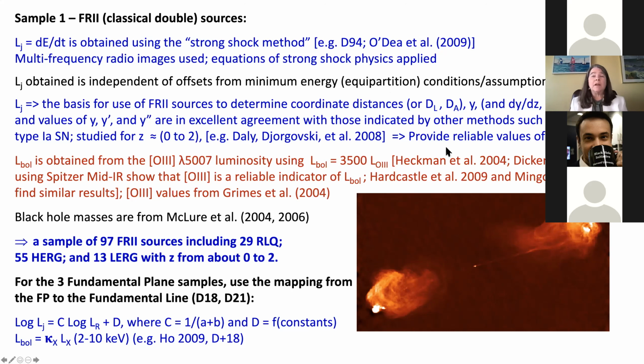In addition, the beam powers obtained with this method are the basis of the use of FR2 sources for cosmological studies, for example, to determine the coordinate distance, which, since redshifts are known for all the sources, is the same as the luminosity or angular size distance. All those cosmological results are very similar to those obtained with type 1a supernovae, and they have been studied for both the radio galaxies and type 1a supernovae out to redshifts of about 2.